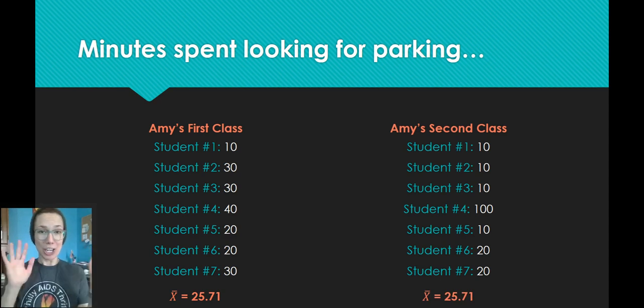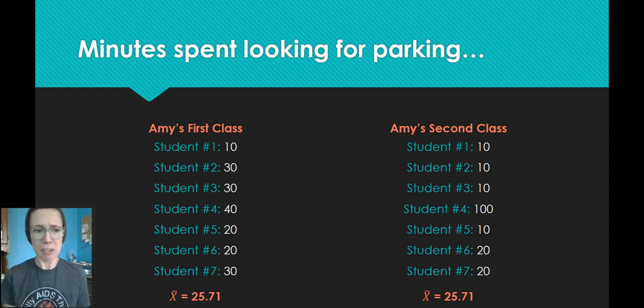Surprise, it's the same answer. So you probably got the same average. Hopefully you got the same average. However, when we look at these scores, when we look at the difference between the amount of time that people had to wait, we can see those scores are vastly different. We can see in my first class, people waited anywhere from 10 minutes to 40 minutes.